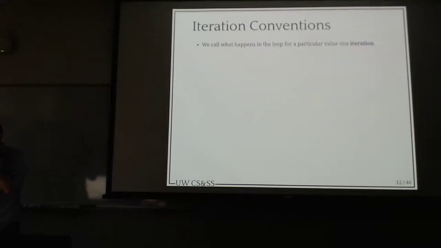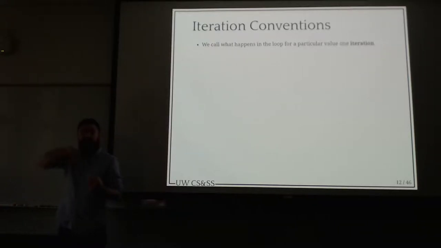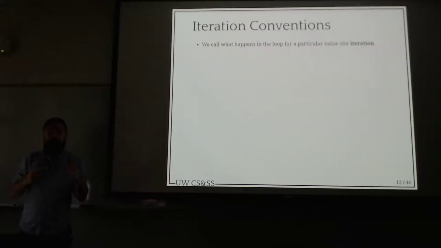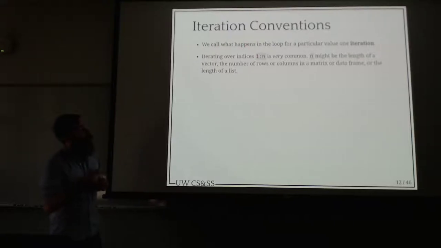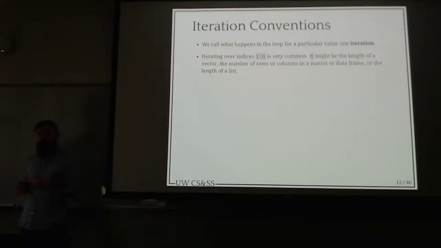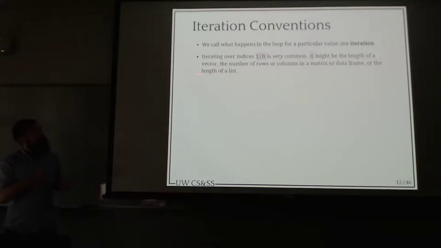Okay, so there's some conventions to the iterations in a loop. An iteration is every time you go through a loop, right? So the first time that loop is run for the first value of I, that is the first iteration. If we have like 100 values we loop through in that loop, the 100th value is the 100th iteration of the loop. Okay. Iterating over the indices 1 to n is really common. Before we went over 1 to 10 and then 1 to 3. N might be, for instance, the length of a vector where we're going to operate on every element of the vector.